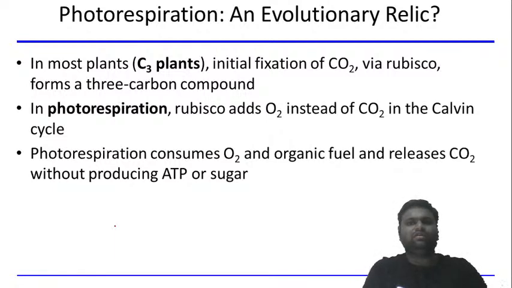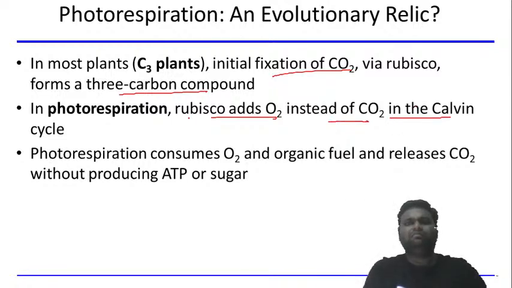So photorespiration is an evolutionary relic in most C3 plants. Initial fixation of CO2 takes place via rubisco, forming a 3-carbon compound. In photorespiration, rubisco adds oxygen instead of CO2.